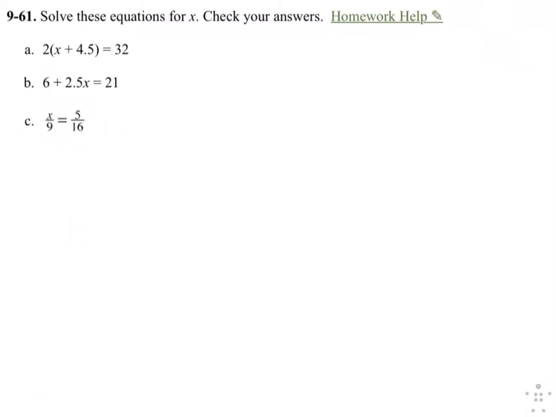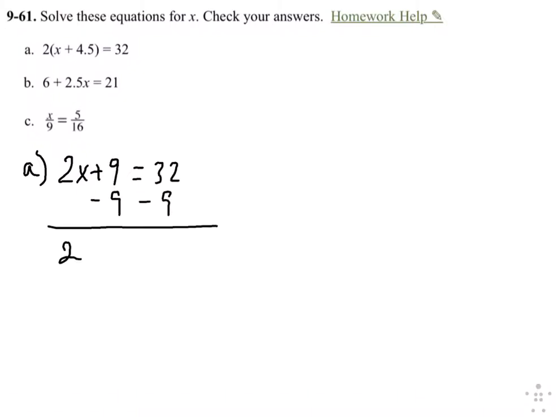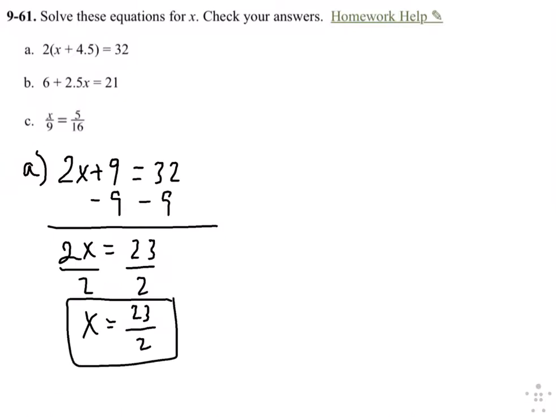Okay, 61 says solve the equation, so let's start. So I'll distribute in, I get 2x plus 9, right? 2 times x, 2 times 4.5 equals 32. We'll subtract 9 from both sides. 2x equals 23. Divide both sides by 2, and we get x equals 23 halves for A, and you can leave it just like that.